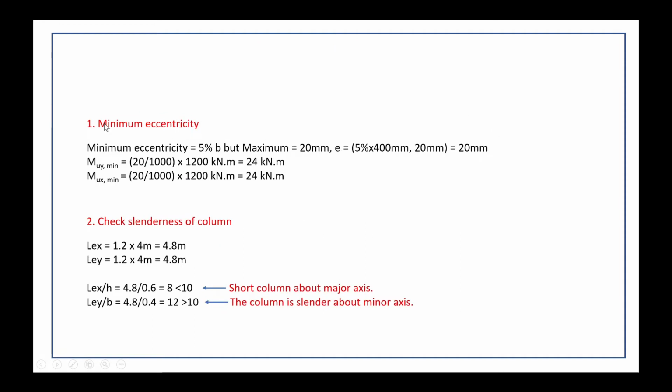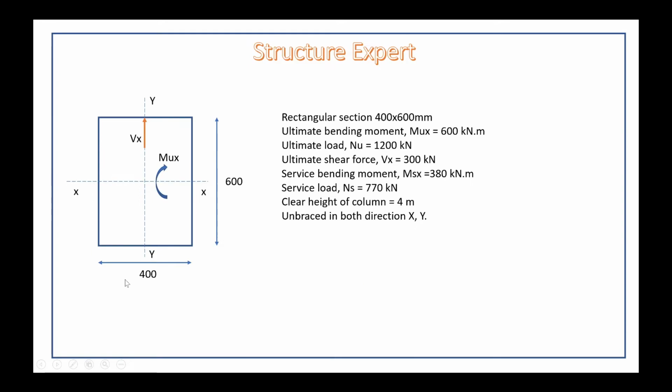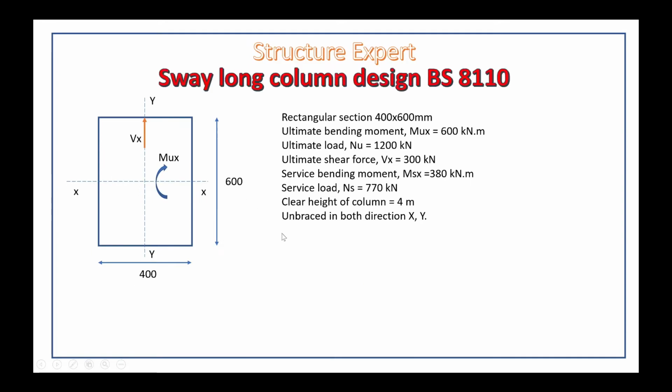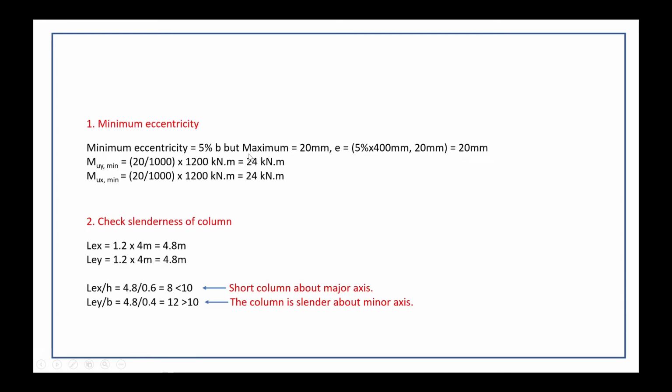The first step is to determine the minimum eccentricity. We can assume it is 5% of the width of the column. In this column we have width and length: width is 400 and length is 600. So the minimum eccentricity e is equal to 5% multiplied with 400 millimeter, but you cannot exceed the limit of 20 millimeter. So e is equal to 20 millimeter.